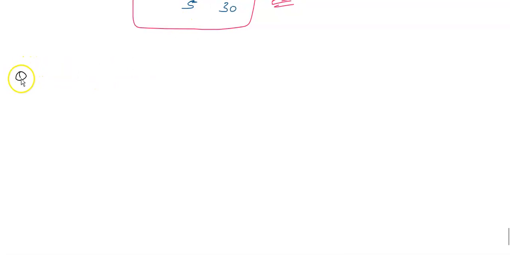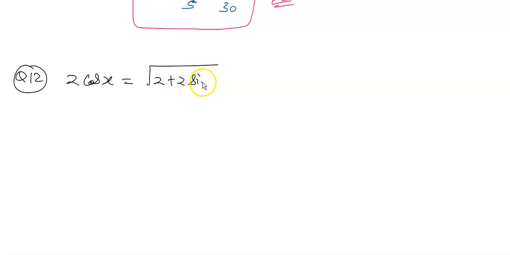Then question number 12. 12 says the principal solution set of the equation. So principal solution का मतलब मैंने बताया था solution in between 0 to 2 pi. So this is 2 times cos x is equal to under root of 2 plus 2 sin 2x. So root है, so directly we get the thought of squaring the equation. तो इसको स्क्वायर कर दिया तो क्या मिलेगा, 4 times of cos square x is equal to 2 plus 2 sin 2x.